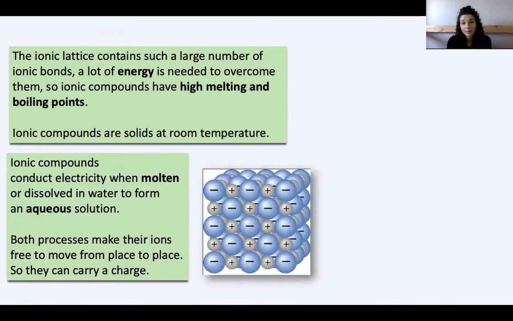The other really important property of ionic compounds is that they conduct electricity when they're molten, so when they're melted, or when they're dissolved in water to form what we call an aqueous solution. Both of these processes, making it molten and dissolving it in water, mean that the ions inside them are free to move around. When these ions can move around, they can carry a current or a charge. So that's how they can conduct electricity.